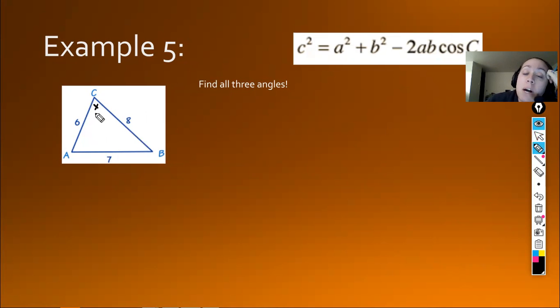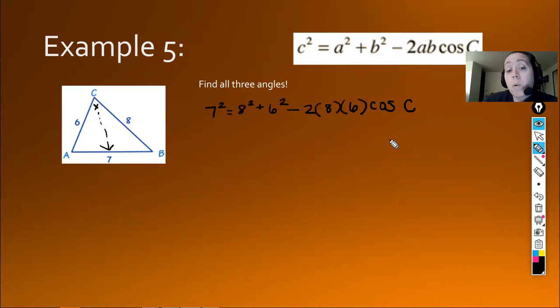So I start my problem because I want to get angle C. I start with side C, which is right across from it. So I'm going to go 7 squared equals, now comes my other two sides squared. Doesn't matter if you do A and B or B and A, you'll get the same thing. So we'll do 8 squared plus 6 squared minus 2 times those two sides again, times the cosine of that angle C that we were looking for.